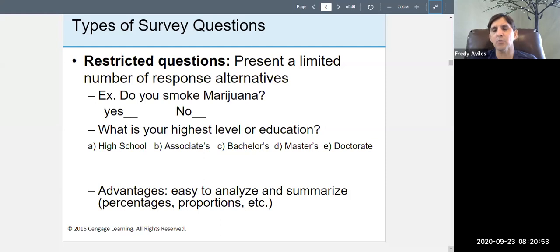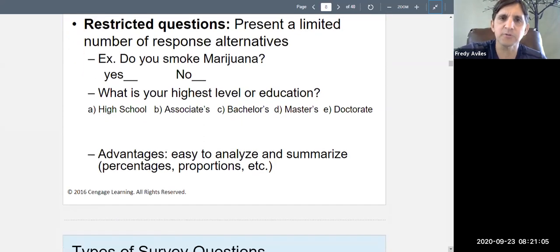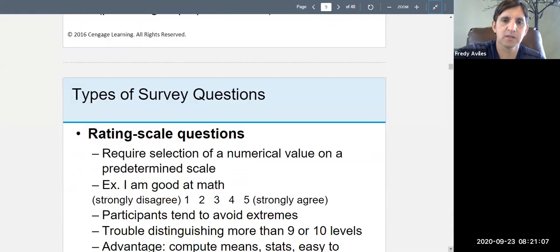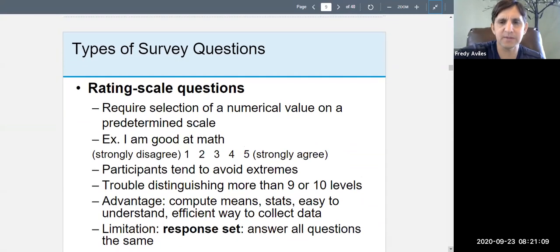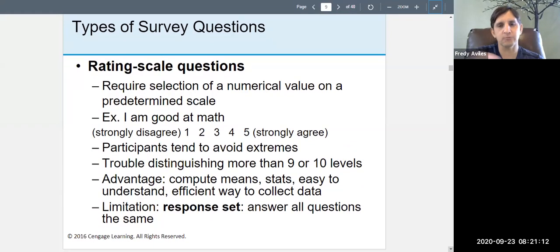And by the way, when you design your own survey, you're not going to have one kind of question, okay? You're going to have several. These are some that I do recommend that you have. It's good if you have a variety of things, okay? Not the unrestricted ones, but more restricted questions. Not the open-ended ones, but restricted is good. I also like rating scale questions.